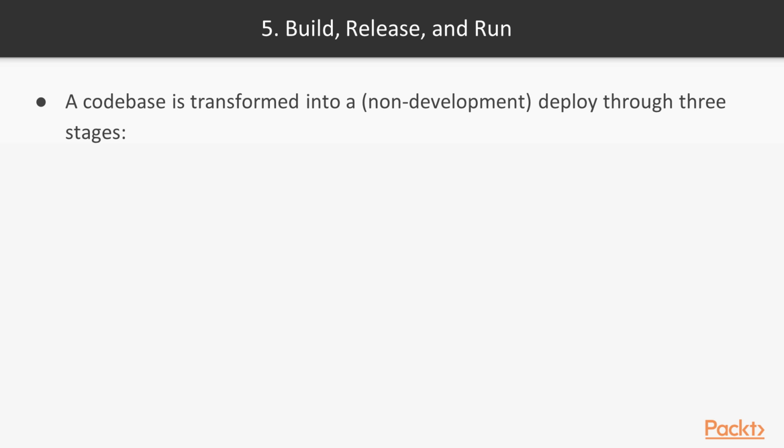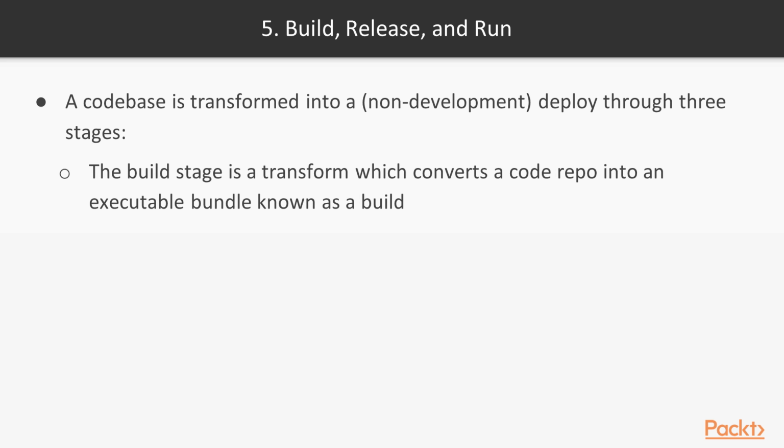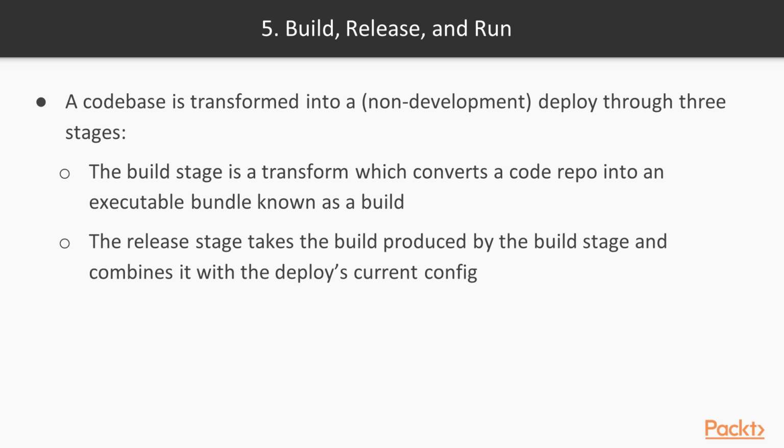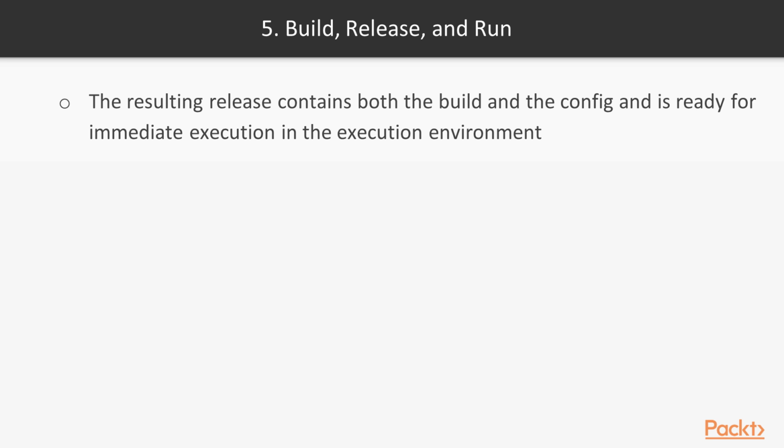The fifth rule of the 12-factor app is the build, release, run cycle. A codebase is transformed into a deploy through three stages. The first stage is the build stage, which converts code from the repo into an executable bundle known as a build. The release stage takes the build produced by the build stage and combines it with the deploy's current config. The resulting release contains both the build and the config and is ready for immediate execution in the execution environment.